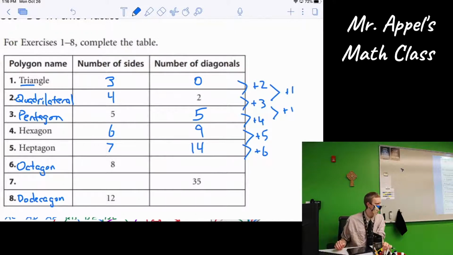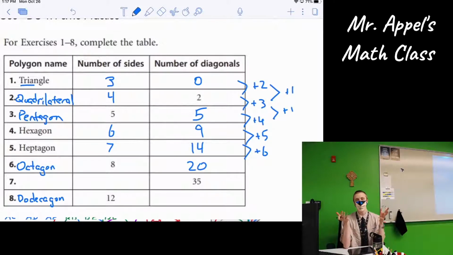Ariel, do you have an answer? Number of diagonals for the octagon? You don't know? Follow the pattern. We've just been adding up these numbers. 14 plus 6 is how many, Ariel? You can do that. 20. See, there you go. I knew you had it.